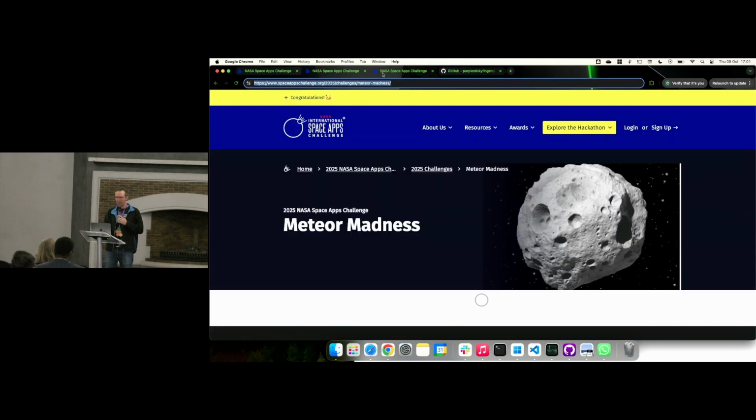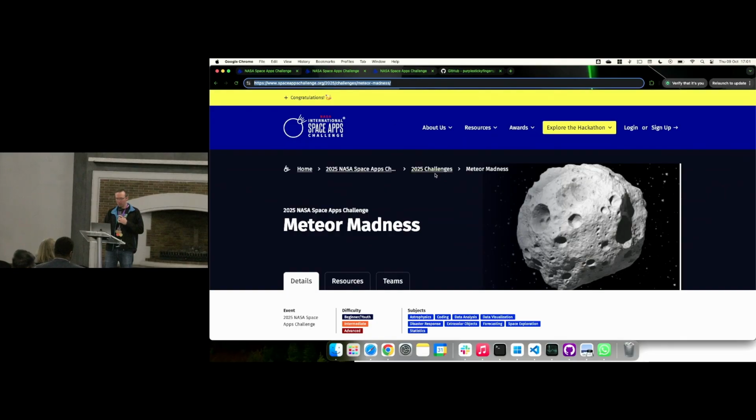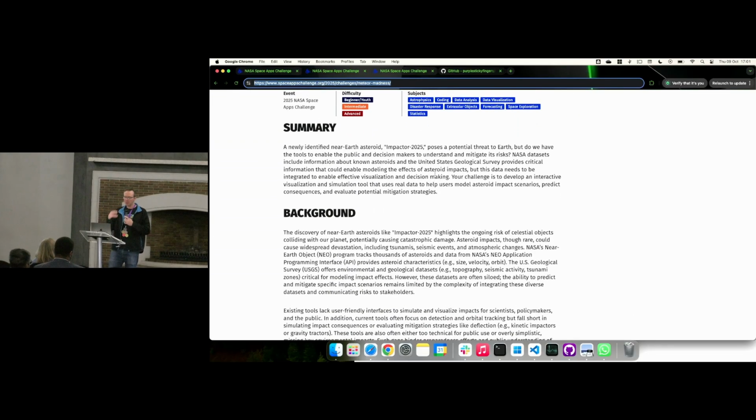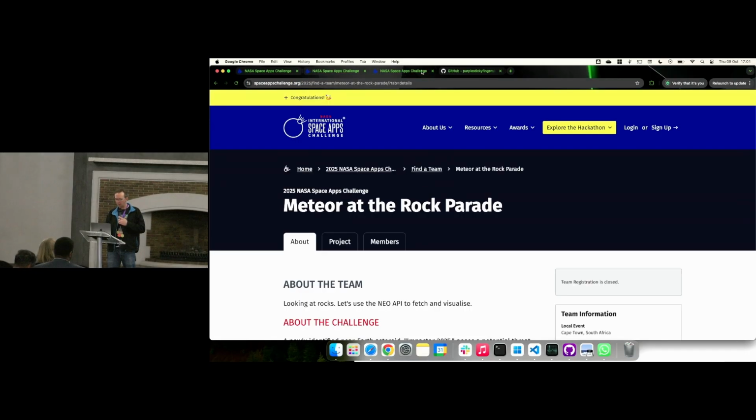And Meteor Madness is this challenge because there's this newly identified asteroid, Impactor 2025. Now we want to actually explain to people what it would mean if something like that would smash into the Earth, and what would the consequences be. So this challenge was to develop an interactive visualization and simulation to take the data on the near-Earth objects and do something with it, right? And that was kind of as broad as it was.